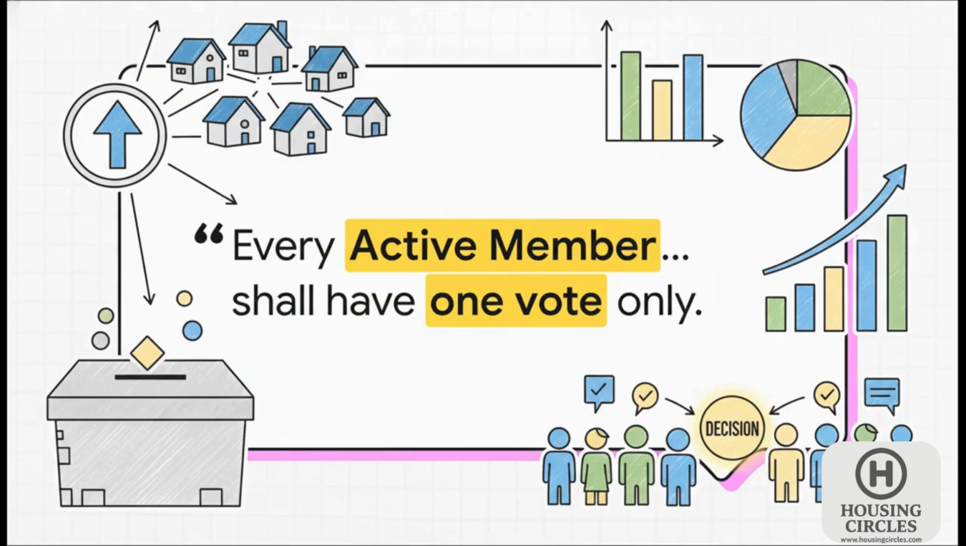The rule is simple: one flat, one vote. And that vote belongs to the active member. It's the core principle of democratic control in a housing society. If you're not active, you simply don't have a voice when decisions are being made.